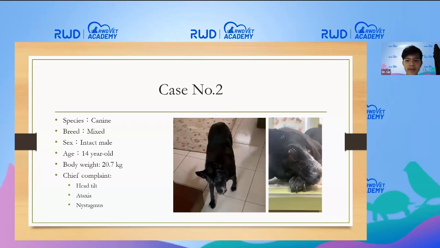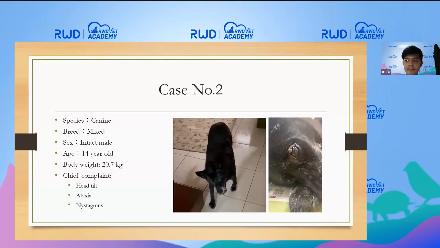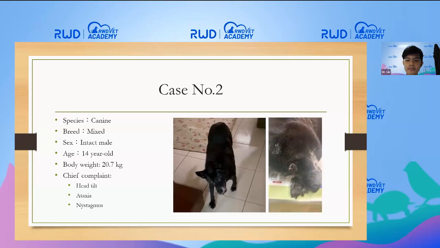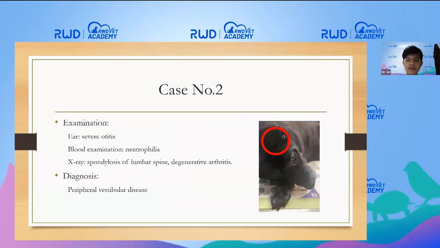Case number 2 is a mixed intact male, 40 years old. Chief complaints are head tilt, ataxia, and nystagmus for about 3 days. This video shows nystagmus. So I also did some basic examinations, and I found severe otitis of both ears. It may be the reason why the patient had vestibular syndrome.